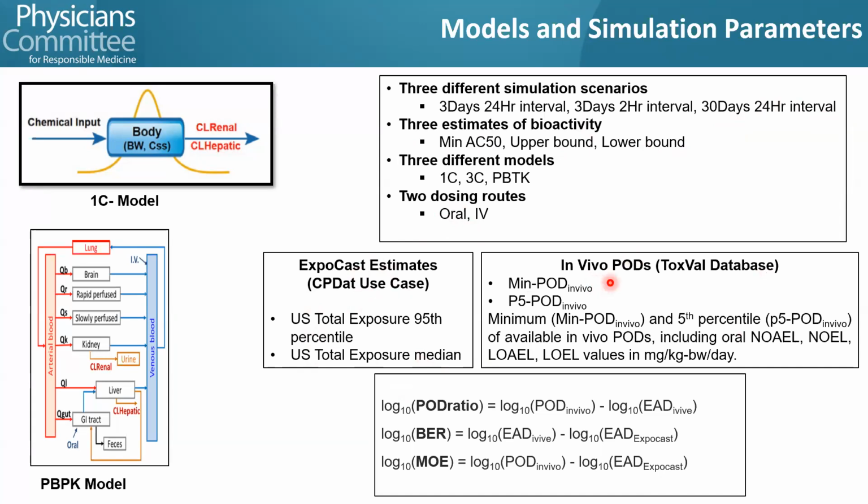And for the comparison with the animal data, the in vivo PODs, we have utilized the ToxVal database, and we have utilized 2 measures of the POD, minimum POD and 5th percentile of POD. And these are the equations. By utilizing these equations, we have derived the 3 safety metrics.